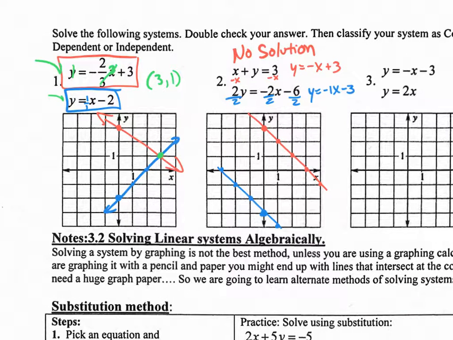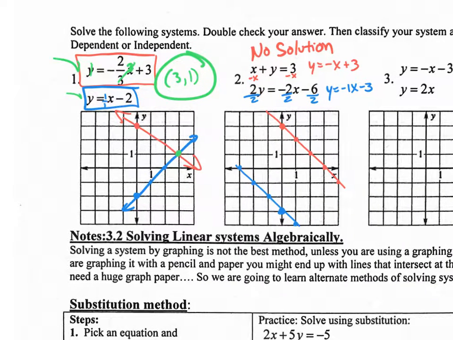So the first one, the answer was 3, 1. And let's classify it now. What do we classify number 1 as? Consistent, independent. Perfect. Consistent, independent. I don't have space, but you guys know what I'm talking about. Number 2, they did not cross. There is no solution. So if I say solve it, you're going to say no solution, right? There is no answer. Now, if I ask you to classify it, what are we going to classify it as? Inconsistent.